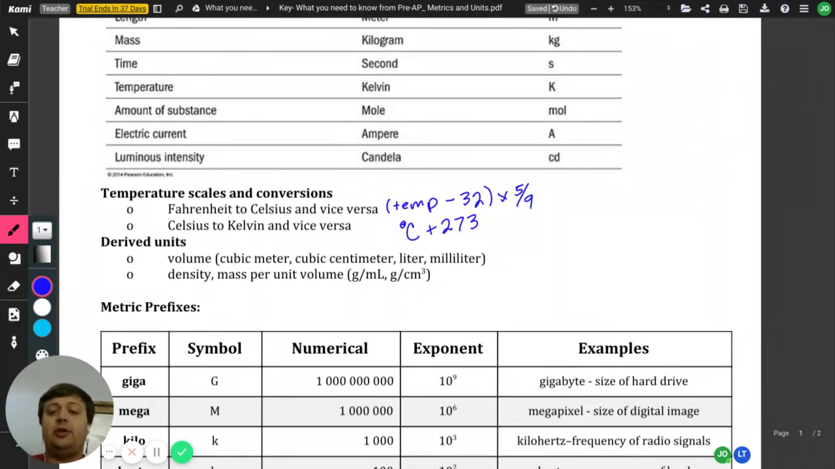Next, let's talk about some derived units. So for your volume, we talk about either cubic meters, because remember, cubic would be length times width times height. So cubic meters and cubic centimeters, and then we also talk about liters and milliliters. One thing to note is that 1 cubic centimeter is equal to 1 milliliter. Okay. And then for density, which is the mass per unit volume, it would be your grams divided by milliliters, or grams divided by centimeters cubed, so your cubic centimeters.